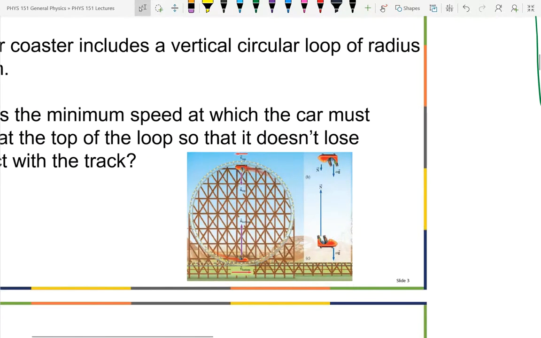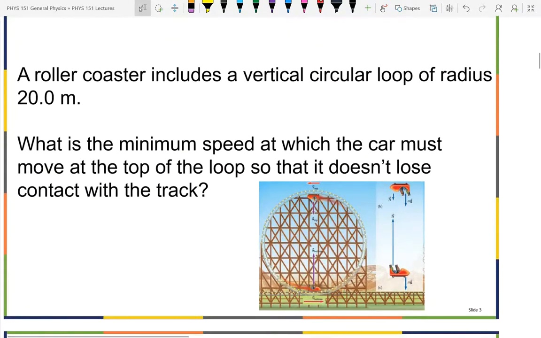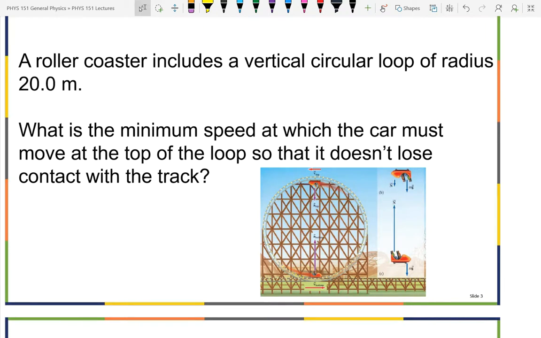Then let's look at another problem. A roller coaster. This is a different problem than the one I started last class period, because the very last one today, which I'm sure we won't get to, is the one I started with last class period. A roller coaster includes a vertical circular loop. So it's a circle. Remember the one we started last class period, it had a smaller radius at the top so that it can go slower. What's the minimum speed at which the car must move at the top of the loop so it doesn't lose contact with the track?